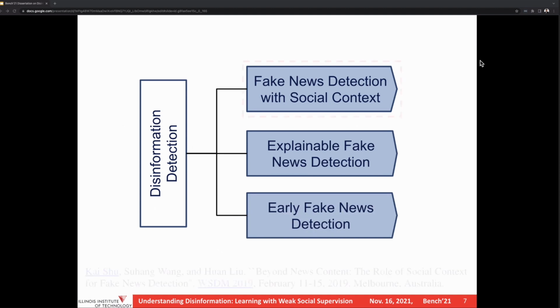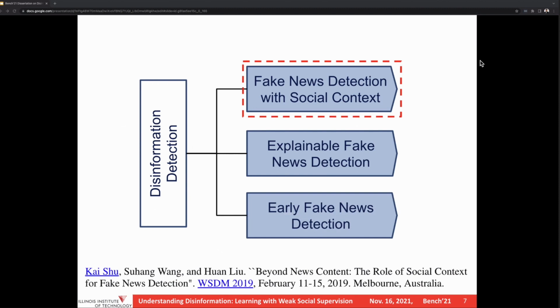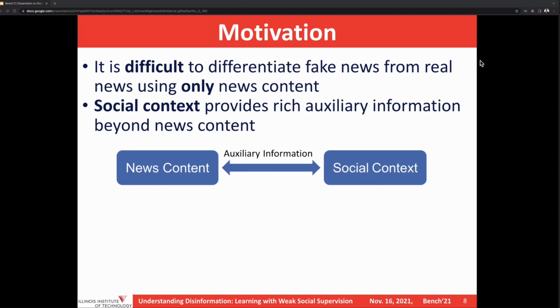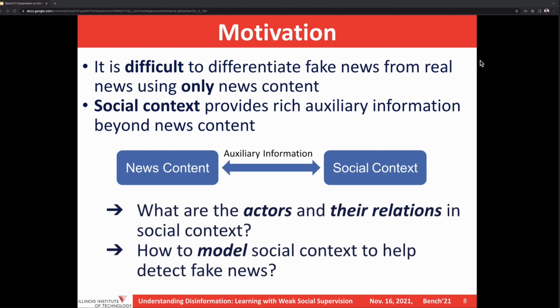Next, I will introduce the first work, leveraging social context for fake news detection, which was published in WSDM 2019. Since fake news is intentionally written to mislead users by mimicking real news, it is difficult to differentiate fake news from real news only by looking at the news content. Social context during news dissemination provides a lot of useful auxiliary information that can help improve the detection. So to leverage social context, we aim to answer two questions in this paper. First, what are the actors and their relations in social context? And then, how do we model the social context to help detect fake news?